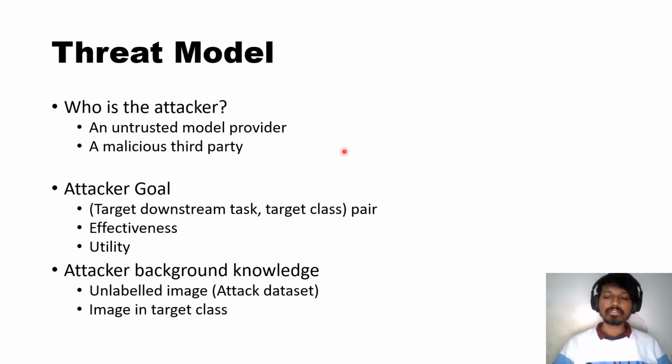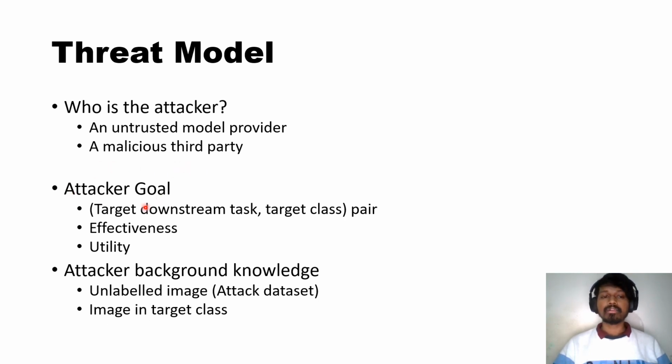So this is the threat model. Who could be the attacker? The attacker could just be the untrusted model provider. The model provider could do it on its own to insert a backdoor trigger, or it could be a malicious third party.